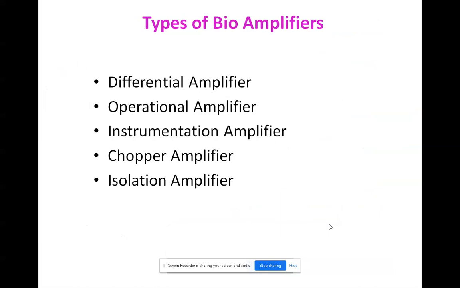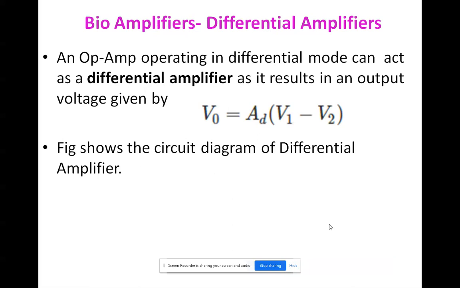So types of bioamplifiers are differential amplifier, operational amplifier, instrumentation amplifier, chopper amplifier, isolation amplifier. These are the types of amplifier. So first we are going to see the differential amplifier.